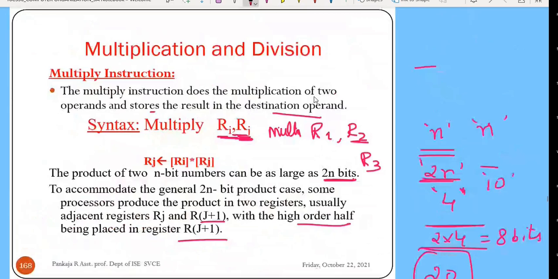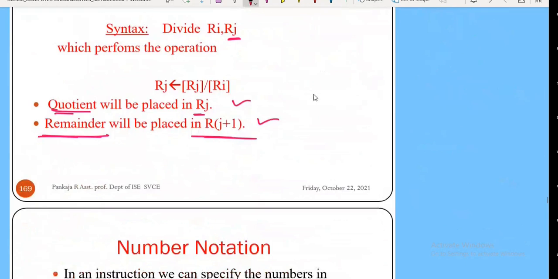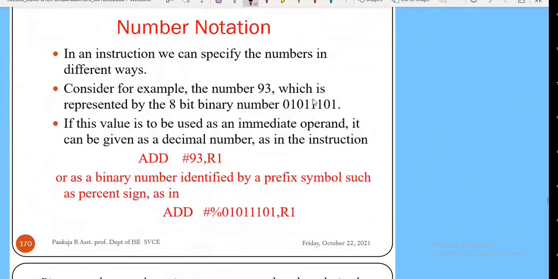Okay, so that's all about different instructions used. Next we have, this is just for your understanding purpose, how you can represent the numbers. It is not necessary that you specify the numbers in decimal only. Normally we have used #93, R1.